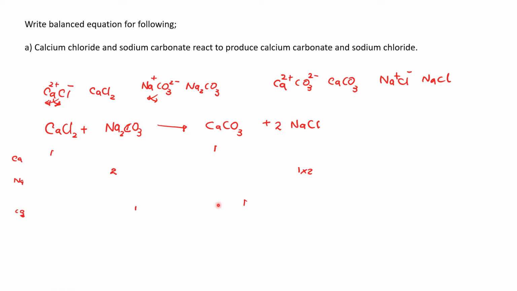And then let's go to the carbonate anion. So rule number 3 says if the polyatomic anion is intact in reactants and products, we count it as 1 unit. So you can see carbonate didn't change when it goes to the product side. So we are going to count carbonate as 1 unit. We have 1 carbonate here, 1 carbonate here. And then we go to chlorine. We have 2 chlorines in this side and 2 chlorines in this side.